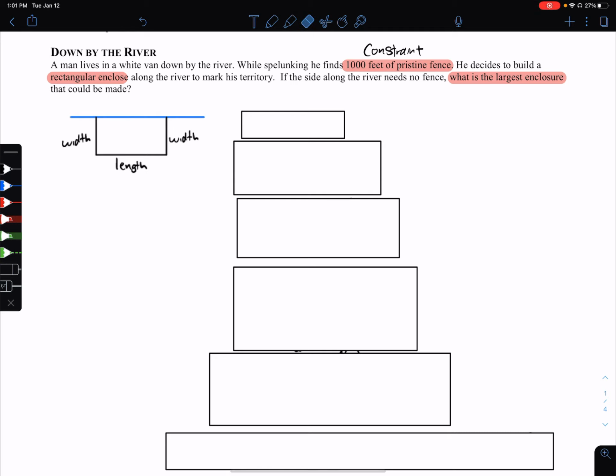So here is a picture. We got this blue part here is the river, and then we have this rectangular enclosure. There's no fence needed by the river. Calling these two sides width and this side length, you could have those mixed around, it really wouldn't matter.